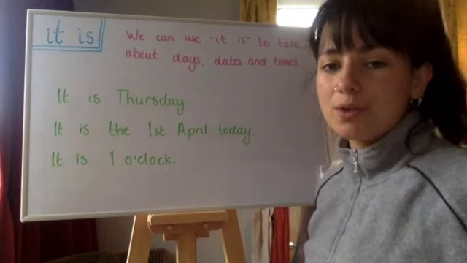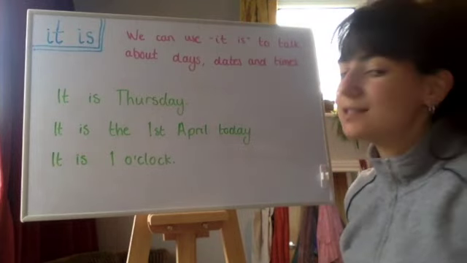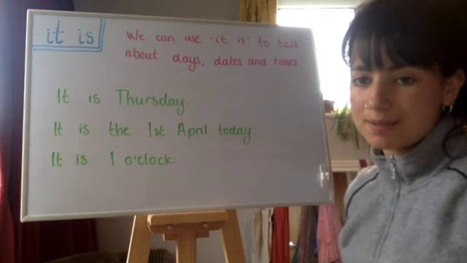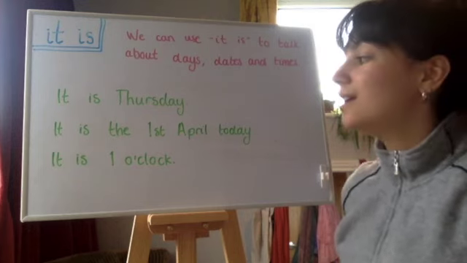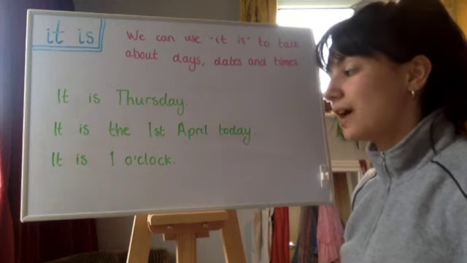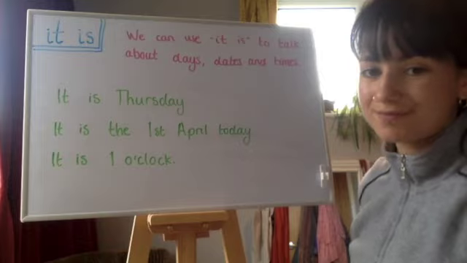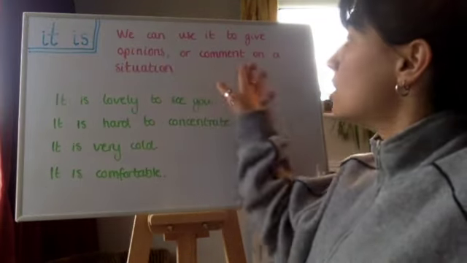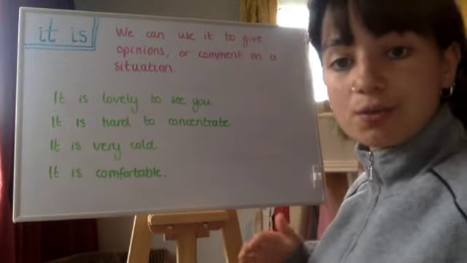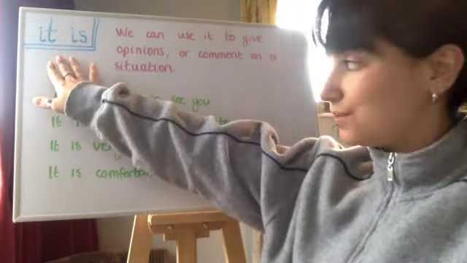We can also use it is when we talk about days, dates and times. So for example, it is Thursday. It is the 1st of April today. It is 1:00.